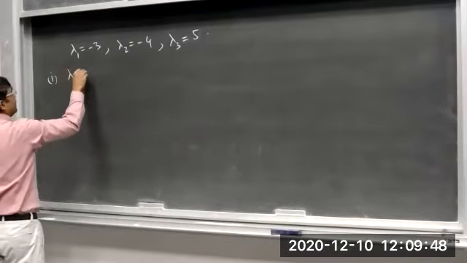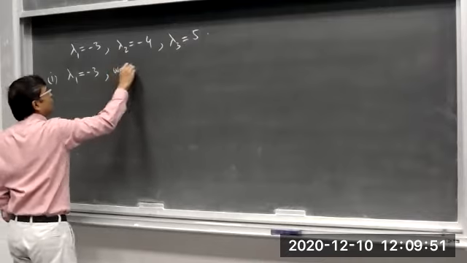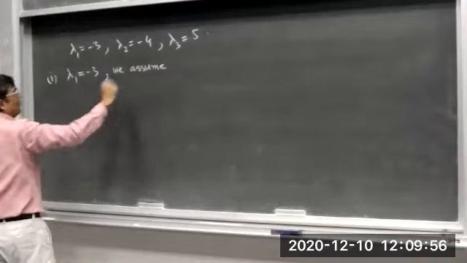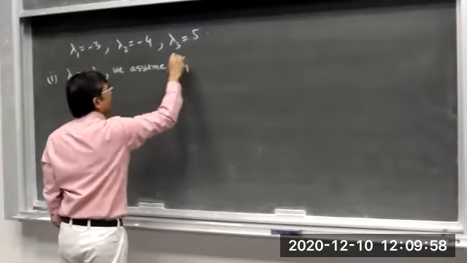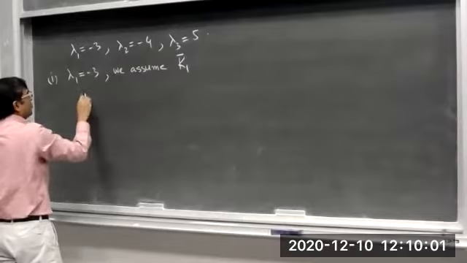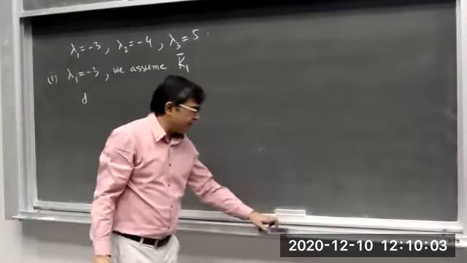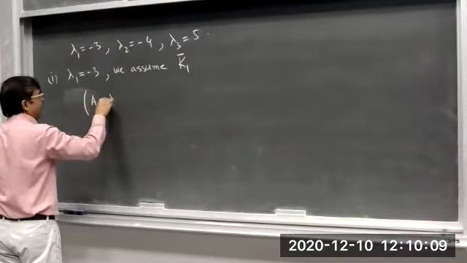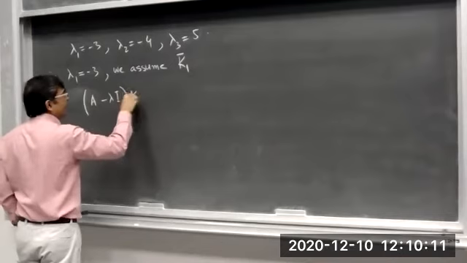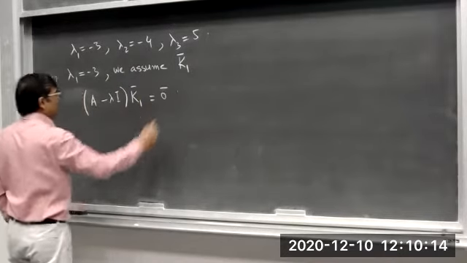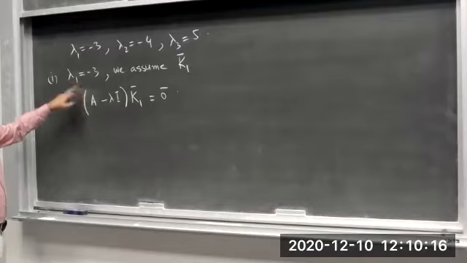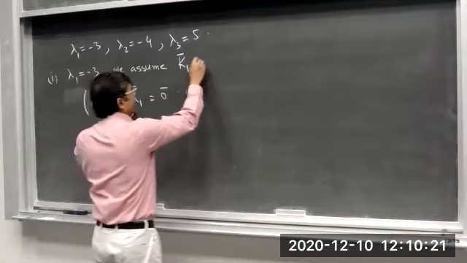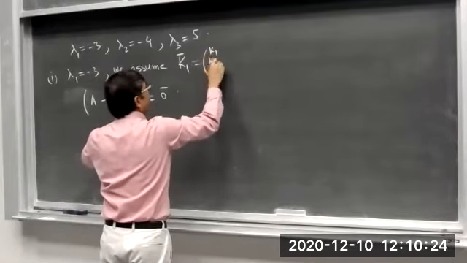When lambda 1 is -3, we assume that the eigenvector corresponding to lambda 1 is k1. Then, how do we find the eigenvectors? I told you in the previous lecture. We use this equation: (A minus lambda I) times the k1 vector is equal to the 0 vector. Now, we know the A, we insert lambda 1 here. K1 is unknown. We can say that this is K1, K2, and K3.